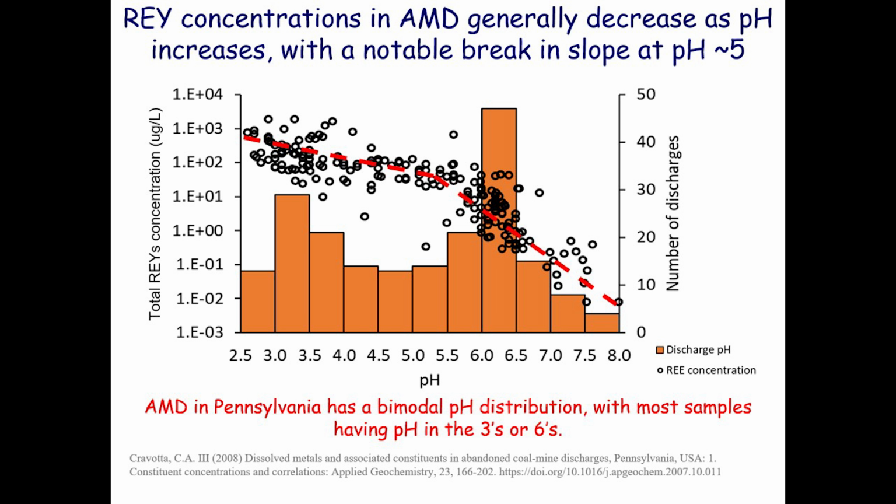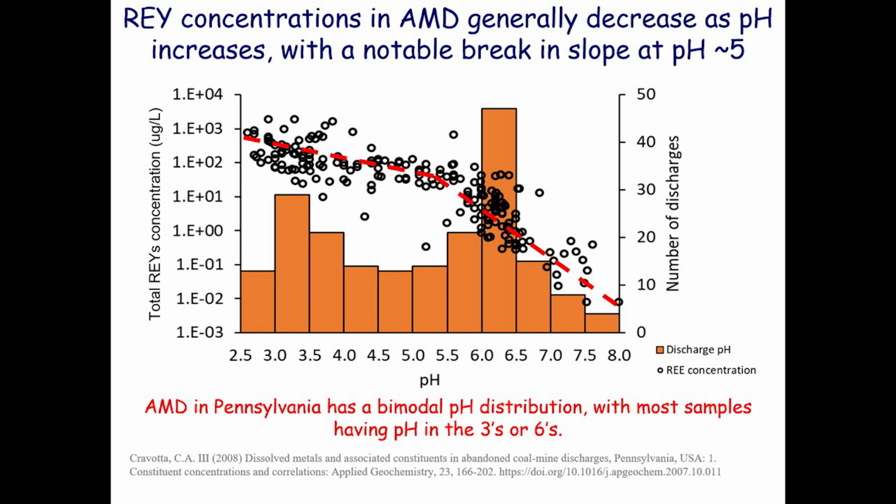Now, the rare earth element, the pH of abandoned mine drainage across Pennsylvania has a bimodal frequency distribution. About half the discharges have pHs in the 3s-ish, and the other half is around the 6s. And interestingly, the rare earth elements are elevated in the low pH discharges, but there's a distinctive break in slope at about pH 5. So how do we account for that change in chemistry?